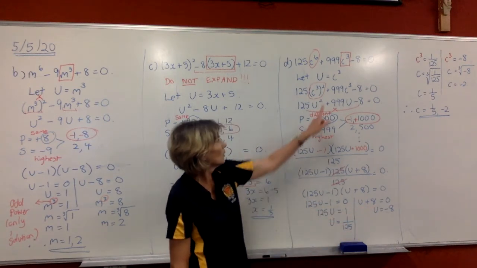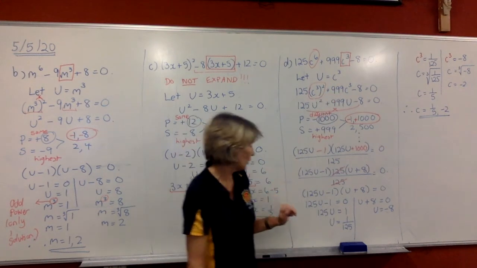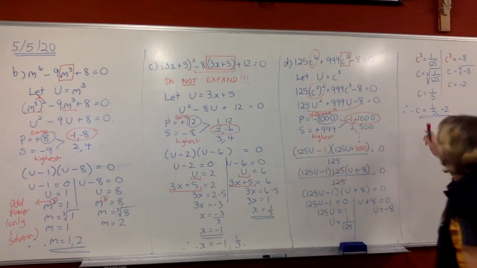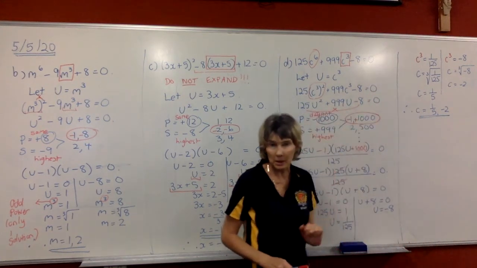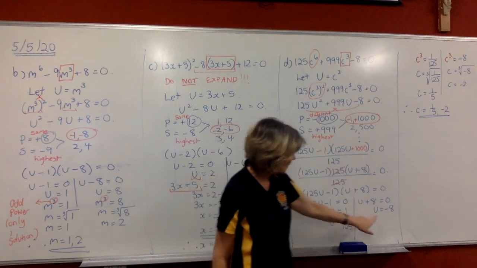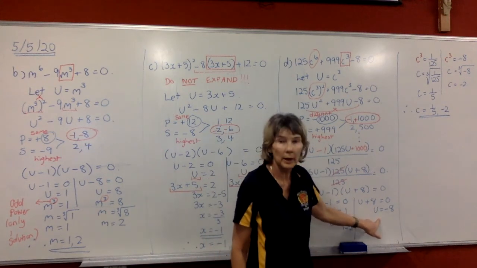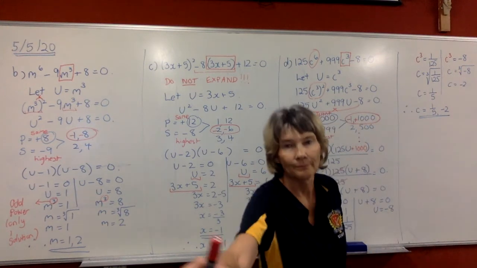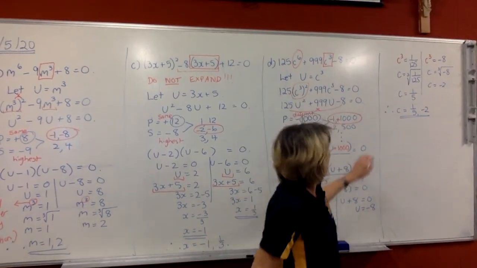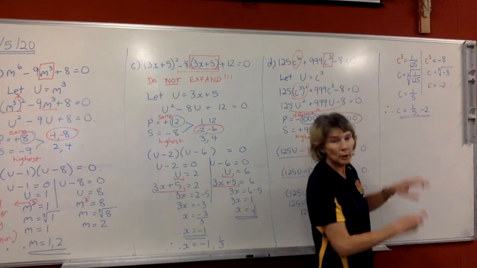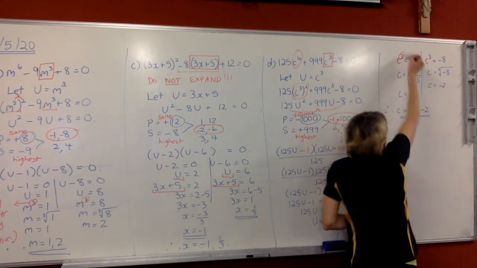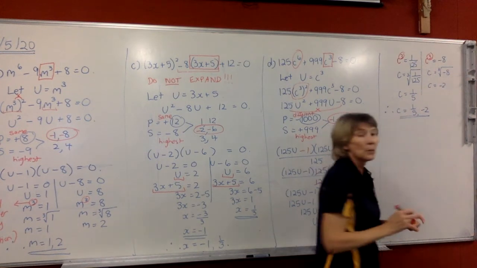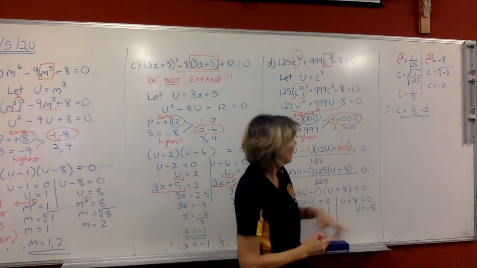But now we have to put the c cubed back in for u. So instead of u equals 125, we are going to have c cubed equals 125. Instead of a u equals minus 8, we are going to have c cubed equals minus 8. So we just take our cubed and get rid of it. Cube root on the other side. Same here. Remember, you only get one answer from an odd power.